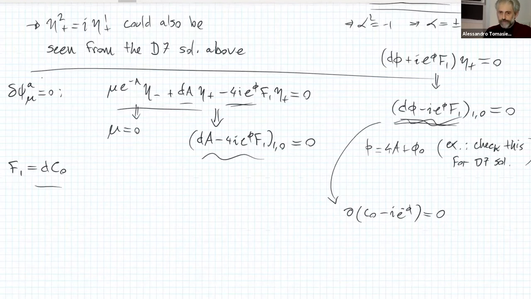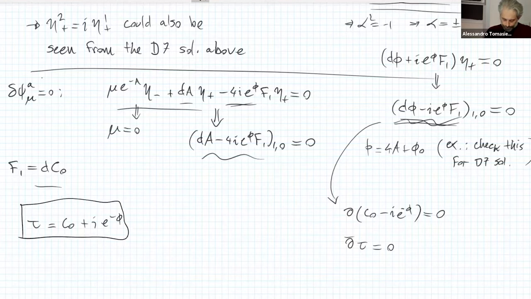Or in other words, that del bar tau is zero, where tau is C naught plus I e to the minus phi. This is great because I have discovered that there is something holomorphic. So this holomorphy will be the key to success.